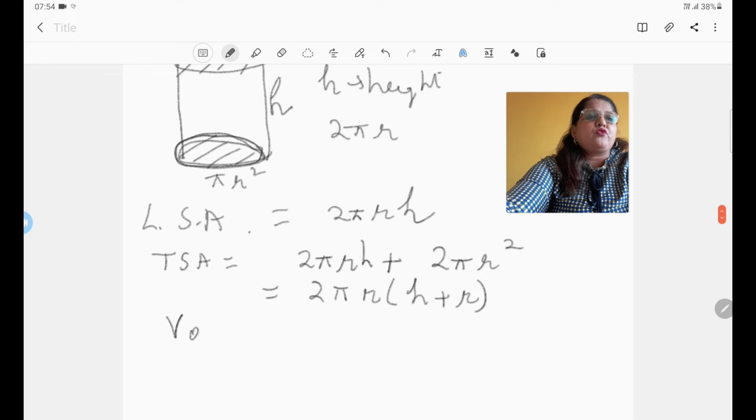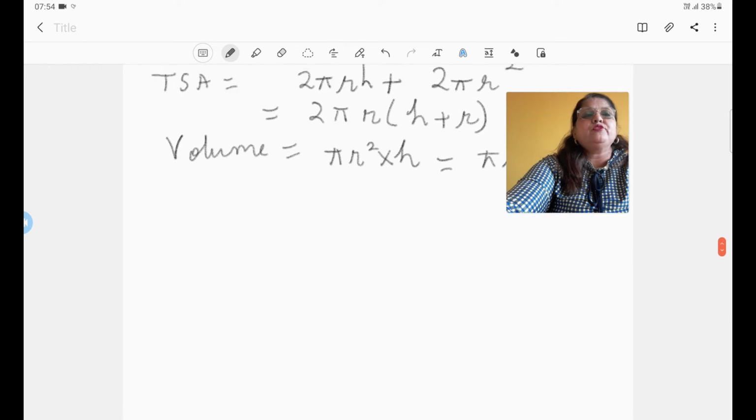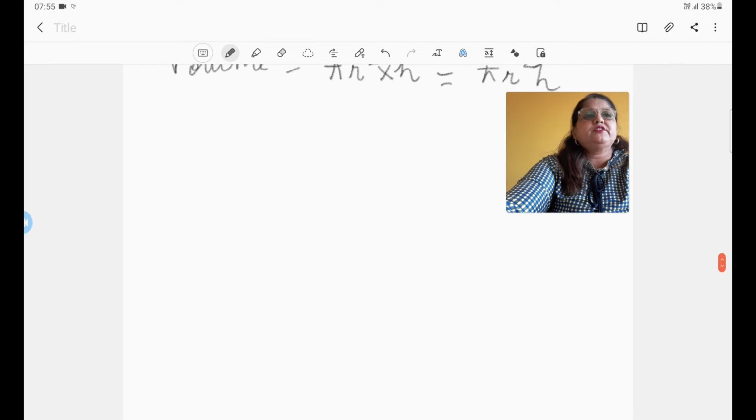And for volume, what do we do? The area of the base, pi r square, we multiply with height. So pi r square h is the formula for volume of a cylinder. So is it clear? We are dealing only with right circular cylinders here.